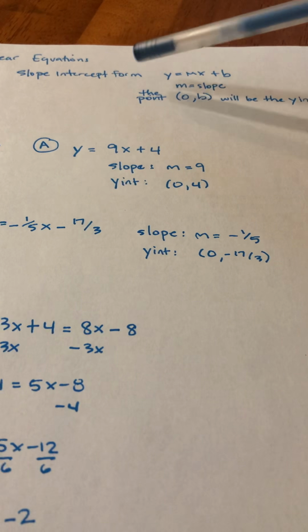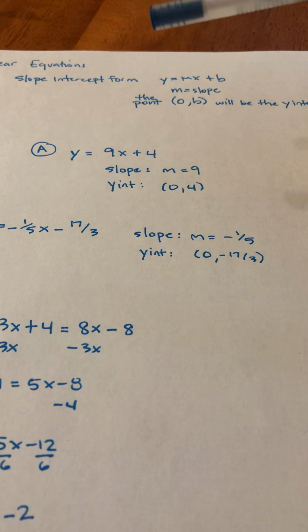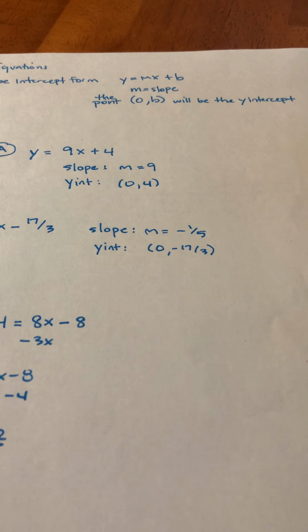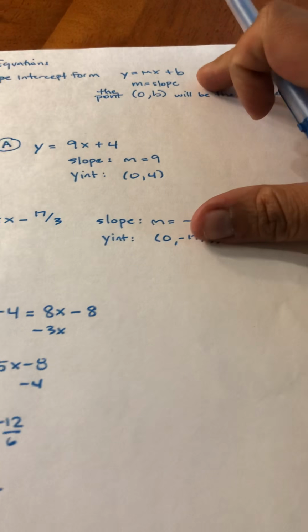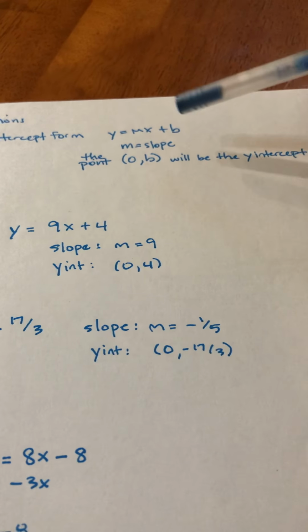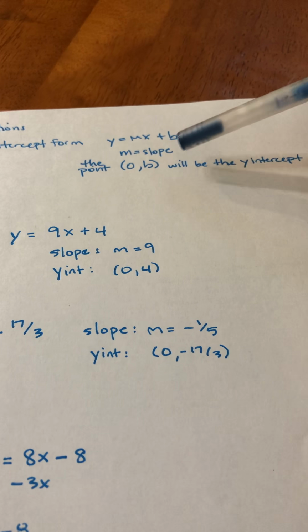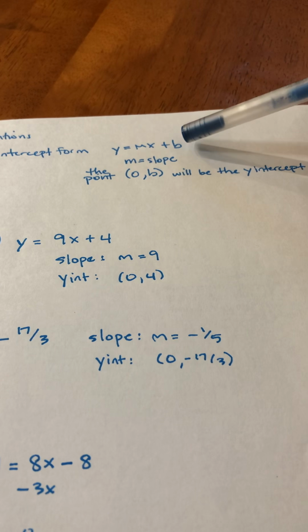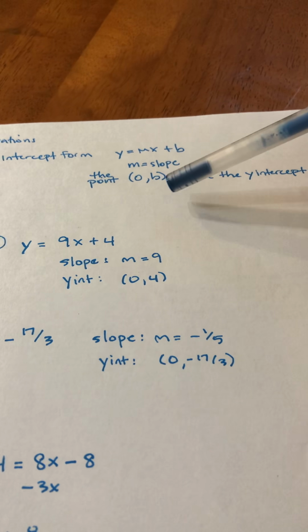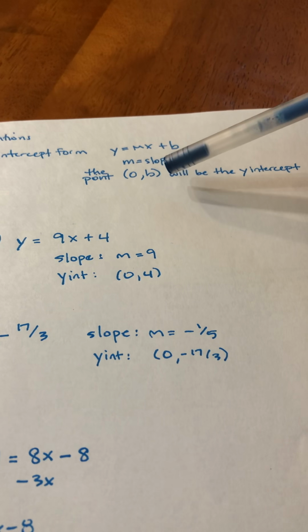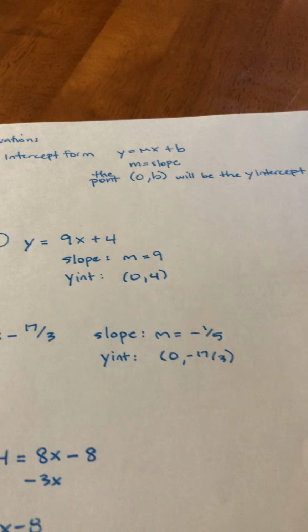I wanted to host a quick video reviewing linear equations, slope-intercept form, and how we can use it to find the slope and also the y-intercept. So if we're given an equation, just really quickly, slope-intercept is where it says y is equal to mx plus b. The value m in front of your x value is always going to be your slope. This b value is always going to tell you what is going to go in here in your point to create the y-intercept. So the y-intercept will always be (0, b).